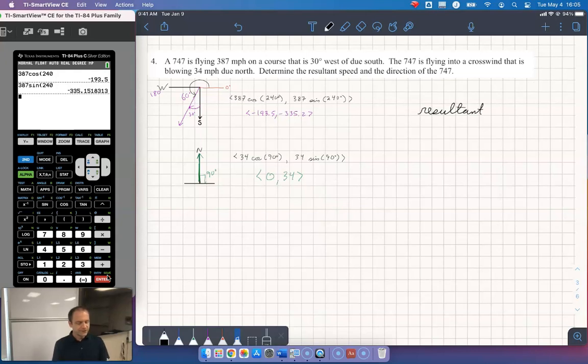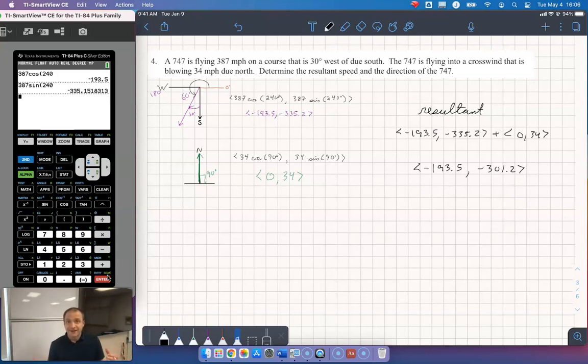If I want to find the resultant, I'm going to take my negative 193.5, negative 335.2, and add the 0.34. Add those two together. Negative 193.5, comma, and I believe this one's going to be negative 301.2. If not, I'm just going to leave it that way, so I'm going to type it in the calculator. So here's what we have.